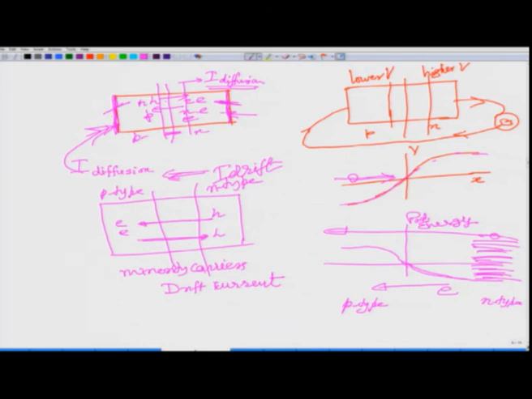Diffusion is because of the majority carrier concentration difference, and the drift is because of the minority carriers and the electric field existing. And in equilibrium, the magnitude of this diffusion current is the same as the drift current, and hence the net current is 0.